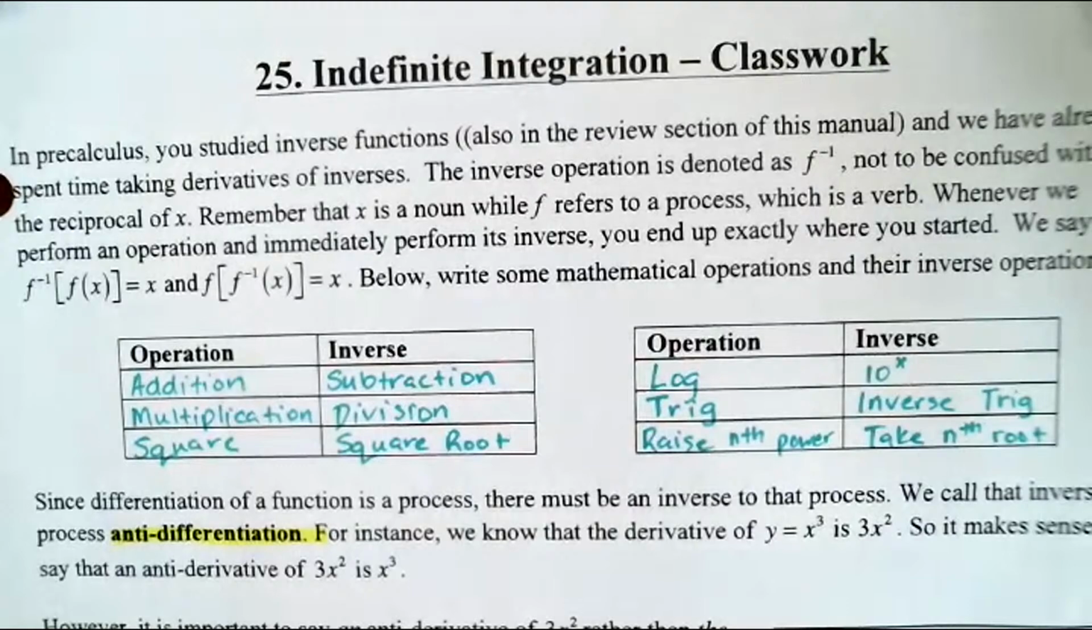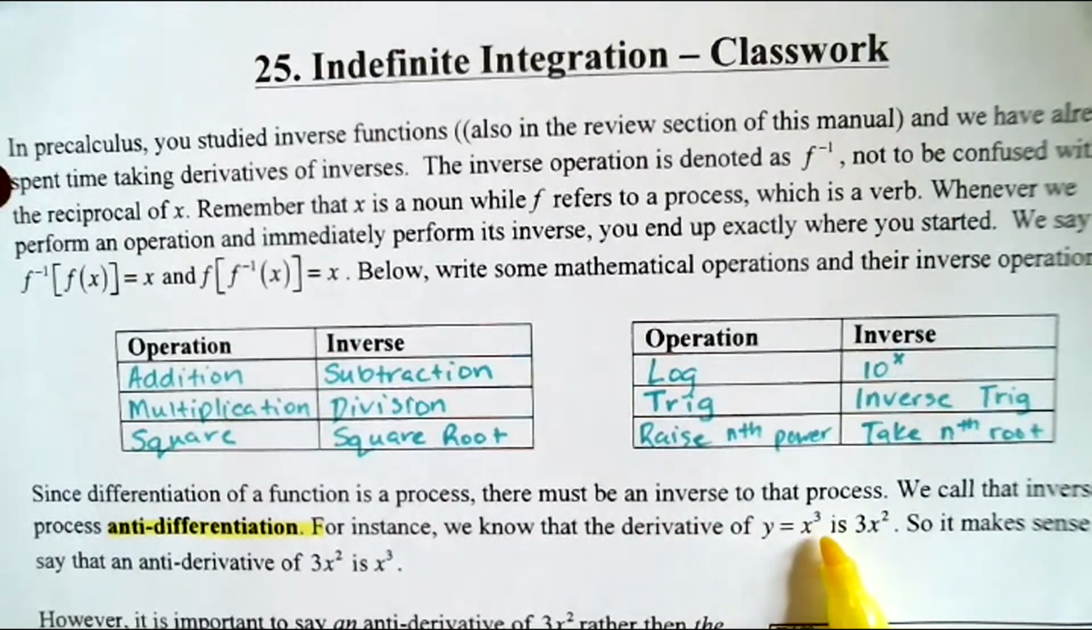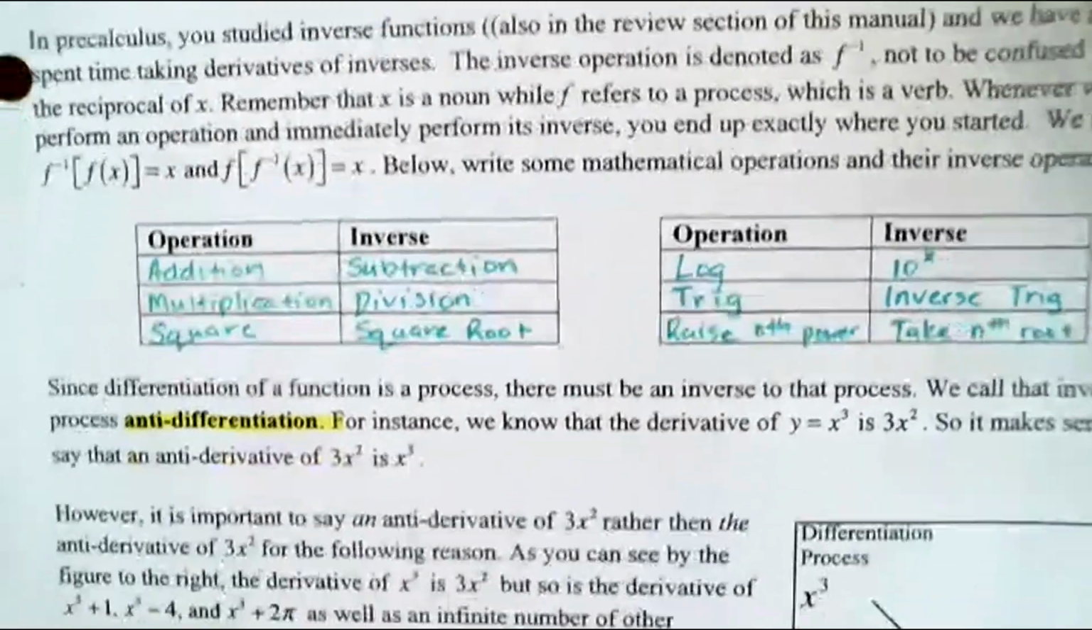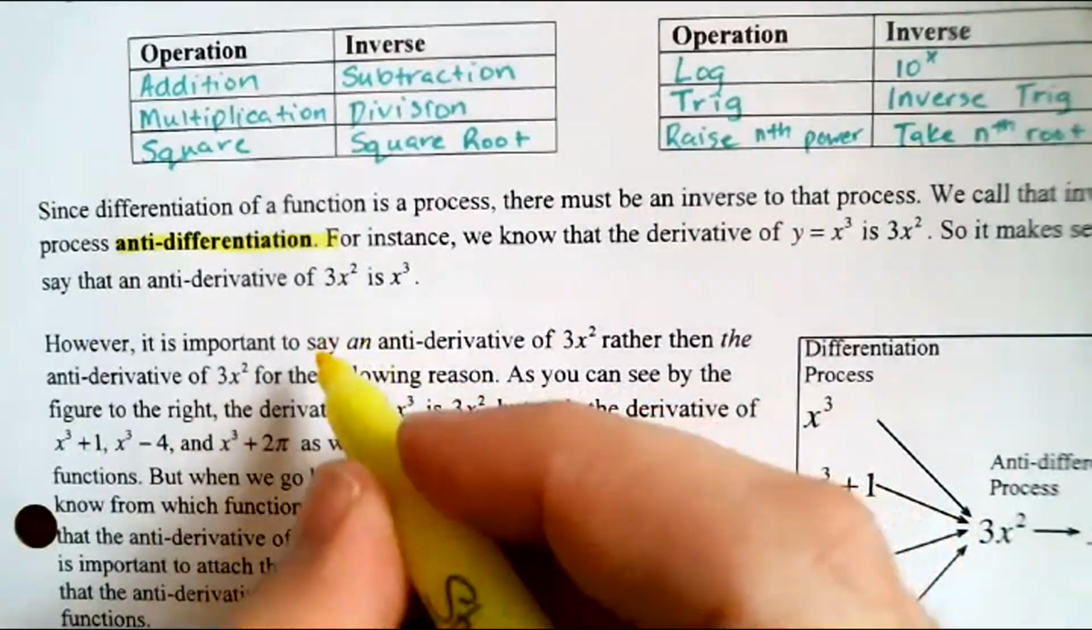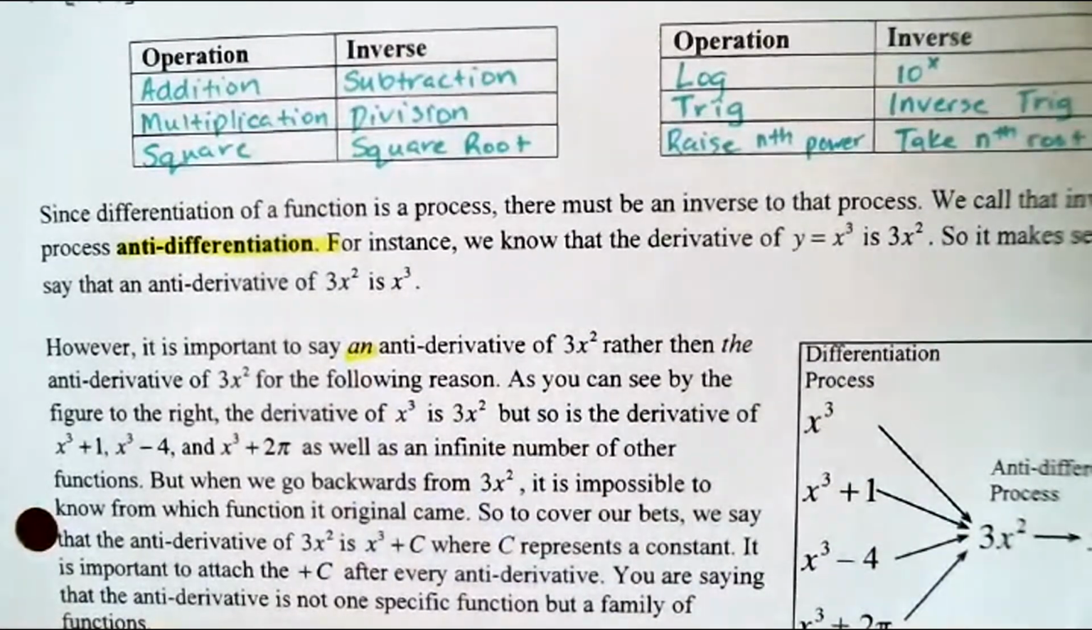For instance, we know that the derivative of y equals x cubed is 3x squared. We know that, the power rule. So it makes sense to say that an antiderivative of 3x squared is x cubed. However, it is important to say an antiderivative rather than the antiderivative of 3x squared for the following reason.